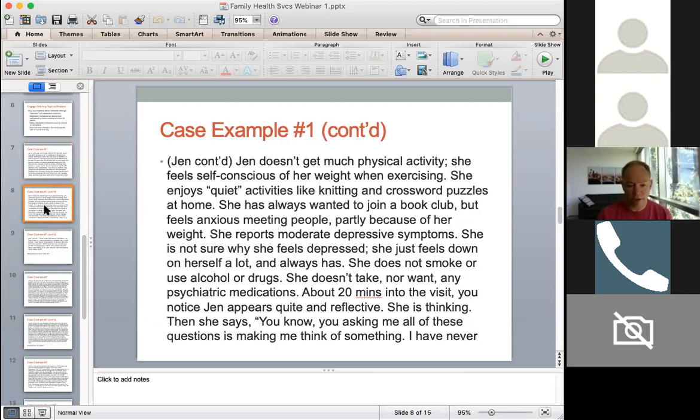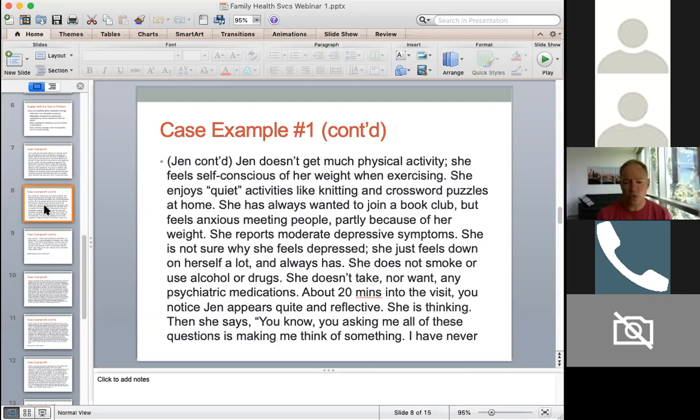She reports moderate depressive symptoms. She's not sure why she feels depressed. She just feels down on herself a lot, but feels like she kind of always has. She doesn't smoke, doesn't use alcohol or drugs. She doesn't take any psychiatric medications and doesn't want any.